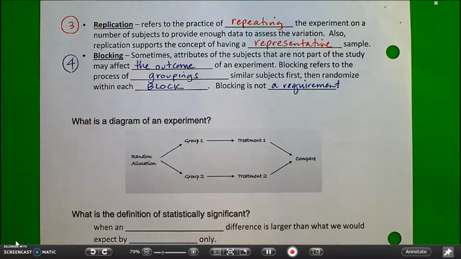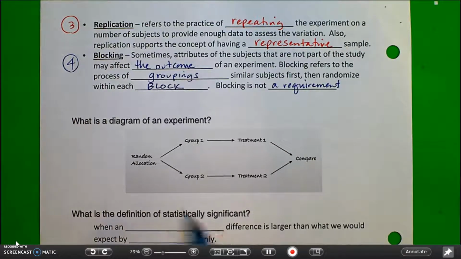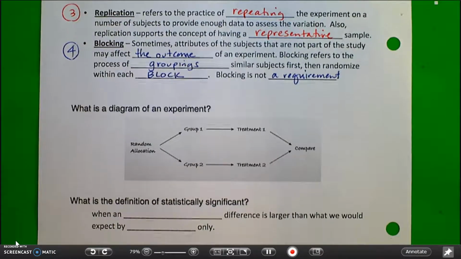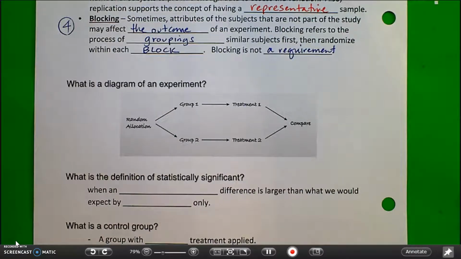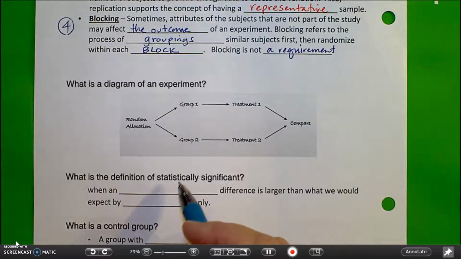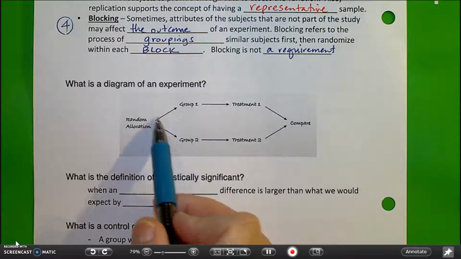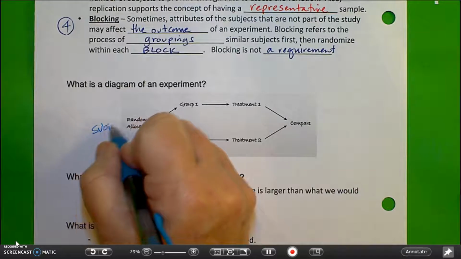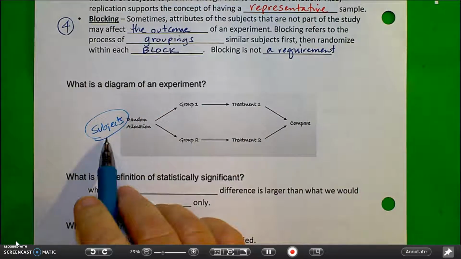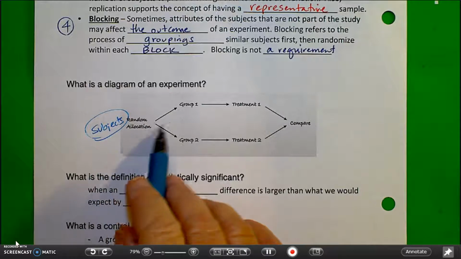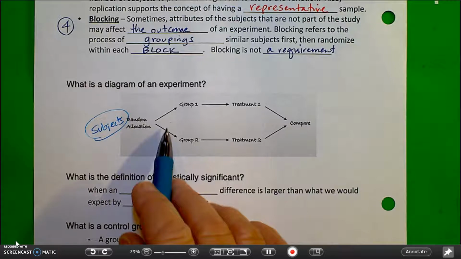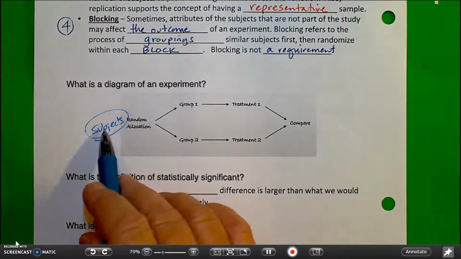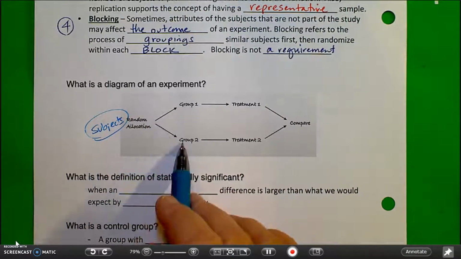So when we're doing experiments, we're going to be basically diagramming them. This is an initial diagram. It gives you the basic idea, but it's a very simple version. We'll get into more sophisticated versions tomorrow. We'll start with a group of subjects, and then you would randomly allocate them to however many groups you have in your study. In this study, we would have 2 groups, so we would randomly assign subjects to group 1 or group 2.